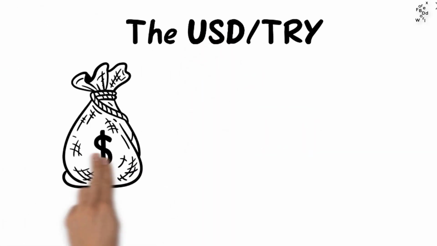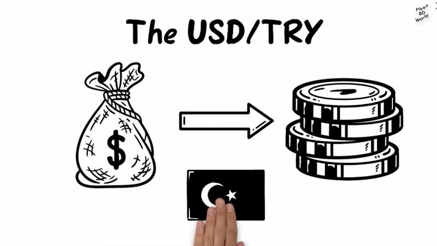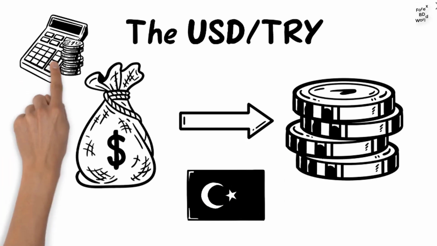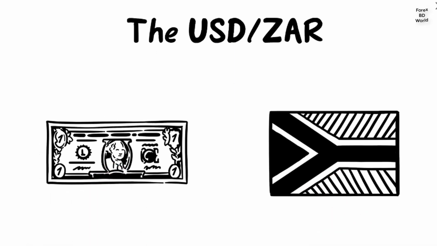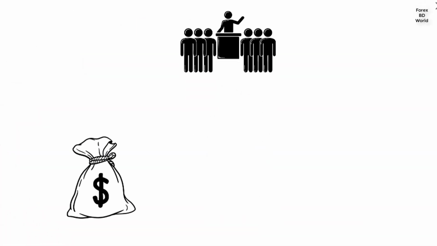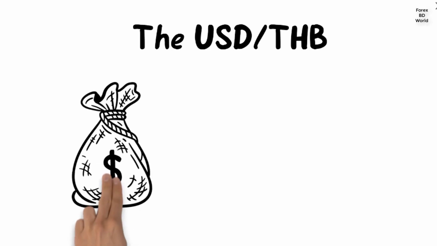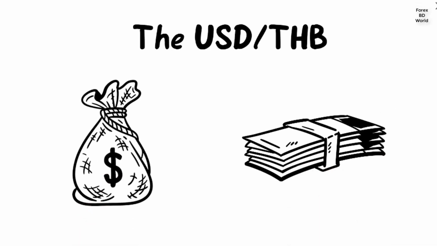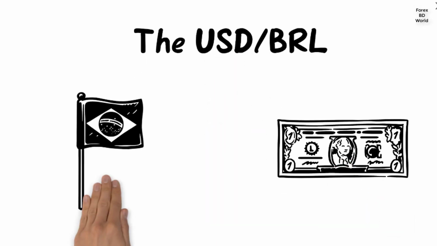The US dollar to Turkish lira represents the US dollar against the Turkish lira. It is often influenced by political developments in Turkey and the overall health of the Turkish economy. The US dollar to South African rand represents the US dollar against the South African rand. It is often influenced by commodity prices, particularly gold and platinum, which are major exports of South Africa. The USD/THB represents the US dollar against the Thai baht. The US dollar to Brazilian real represents the US dollar against the Brazilian real.